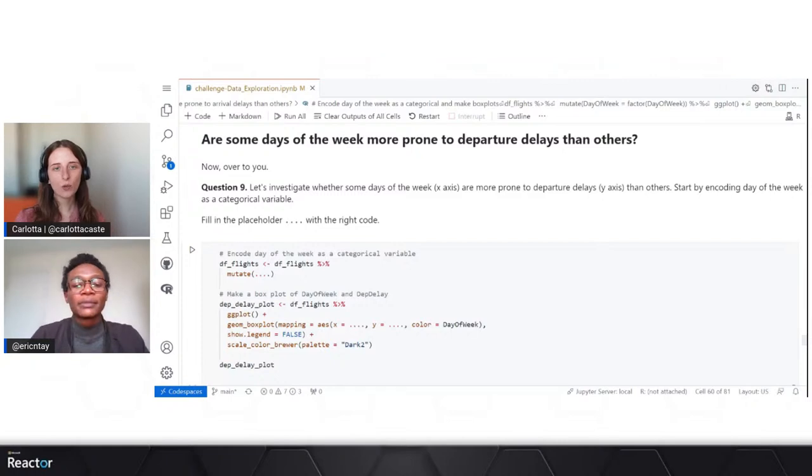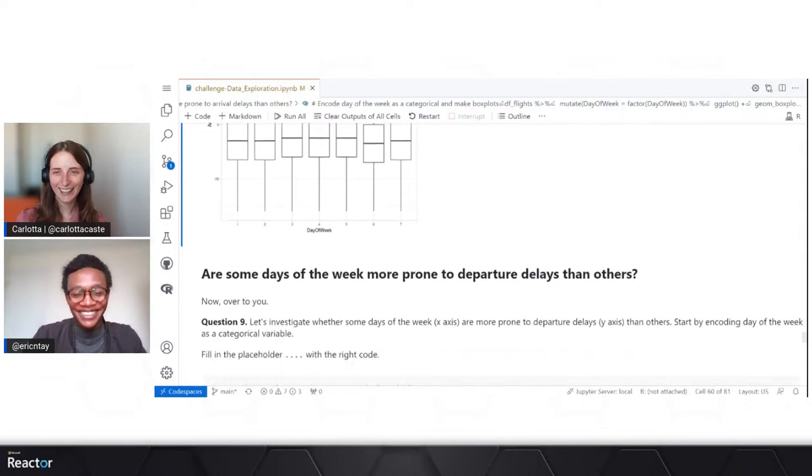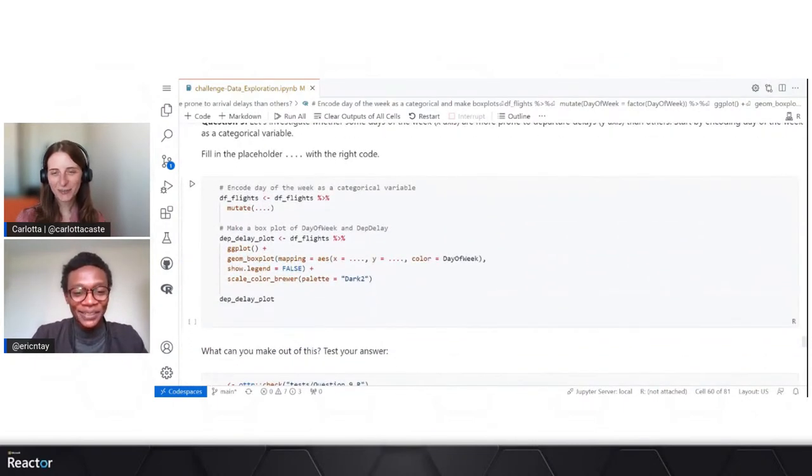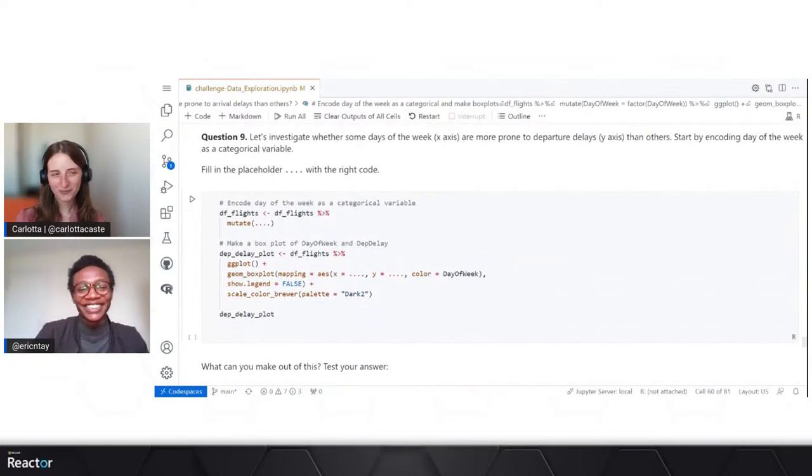This time we want to discover whether there is any relationship between the days of the week and the departure delays. So if some days of the week are more prone to departure delays than others, right? So let's plot again a beautiful graph, maybe more colorful than the last one. Good call there. Yes.